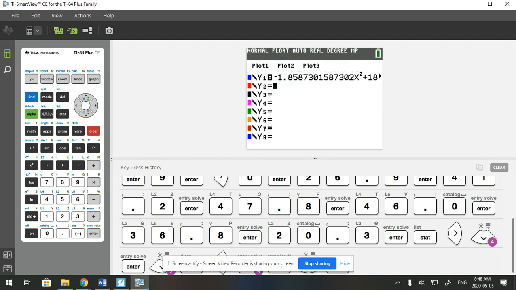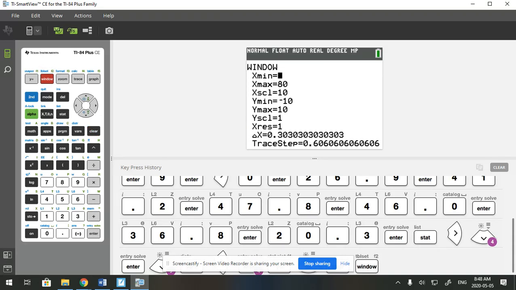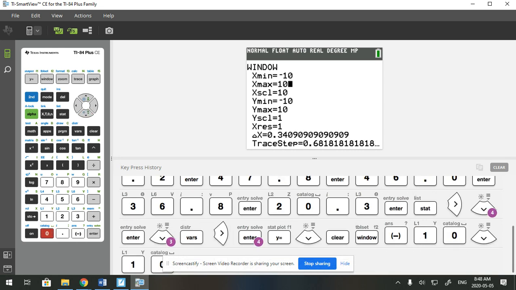And then I always like to look at my window. You can tell what you need your window to be at by looking at your chart. So my time goes from 0 to 9. So for my x, I might go negative 10 to 10. That's going to include all my values from 0 to 9. My scale, I'm going to change back to a 1.